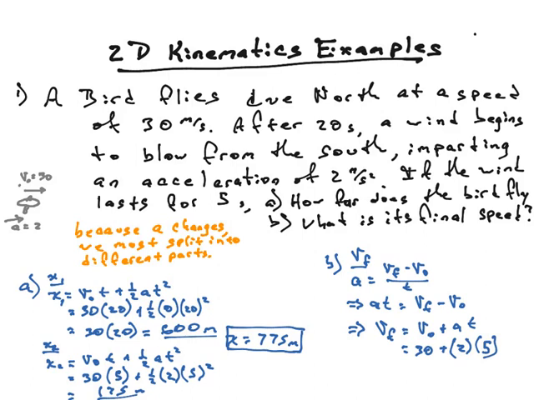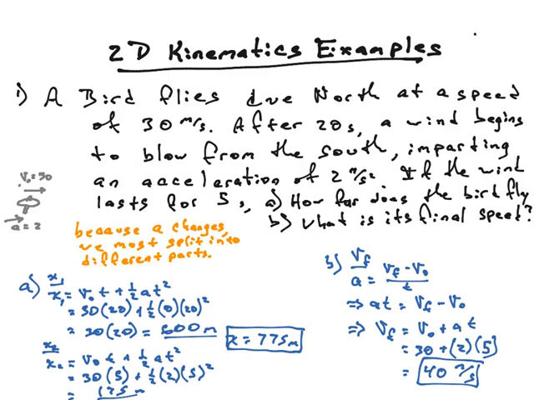And there we go. Add these together. 30 plus 10 is 40 meters per second. And there you go. That's how you want to look over how to do these types of problems.